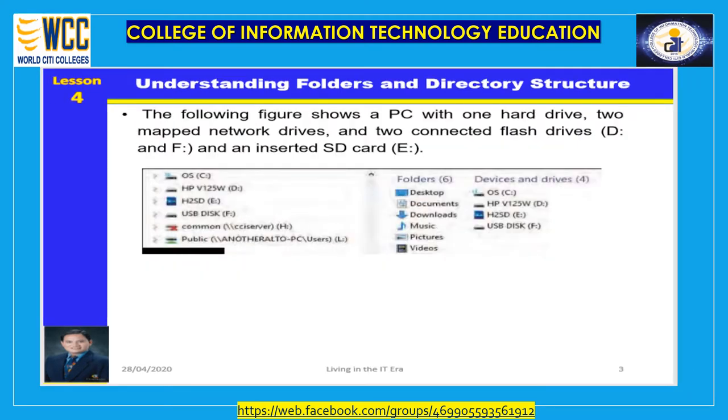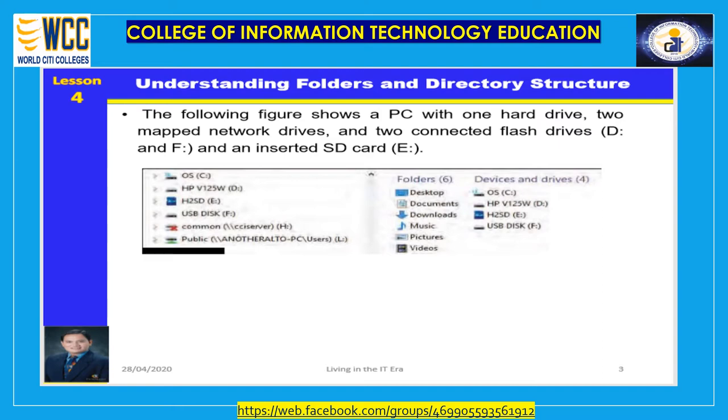When you connect an external storage device to your PC, for example through a USB port or an SD card slot, the operating system automatically assigns the next available drive letter to that device. The following figure shows a PC with one hard drive, two mapped network devices, and two connected flash drives, D and F, and an inserted SD card, E.